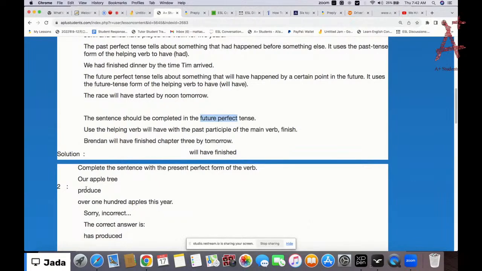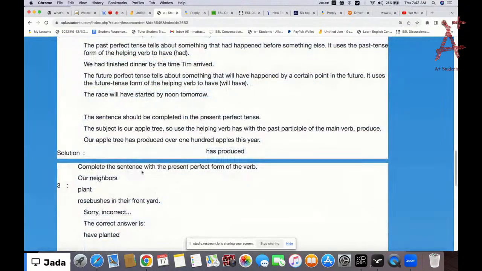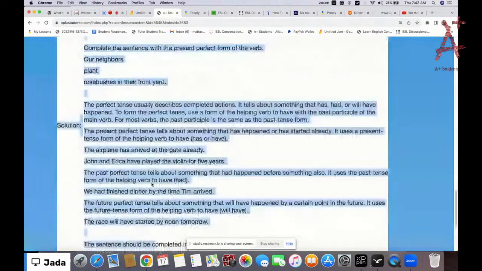And then our apple tree produced dash over 100 apples this year. So has produced, present perfect form. So complete the sentence with the present perfect form and it says has produced. Okay, has produced over 100 apples this year. And then this one says, complete the sentence with the present perfect form of the verb. Our neighbors plant rose bushes in their front yard. So our neighbors have planted rose bushes in their front yard. Okay?